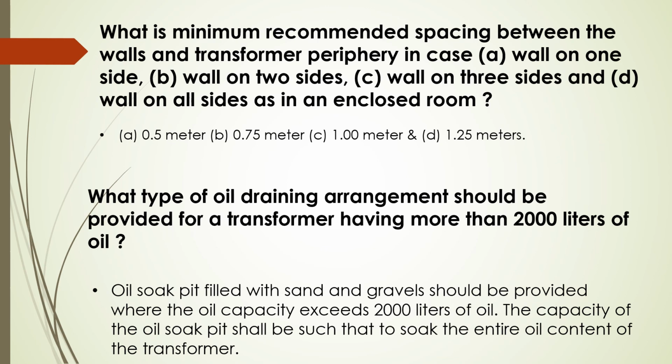What type of oil draining arrangement should be provided for a transformer having more than 2000 liters of oil? An oil soak pit filled with sand and gravel should be provided where oil capacity exceeds 2000 liters. The capacity of the oil soak pit shall be such as to soak the entire oil content of the transformer.